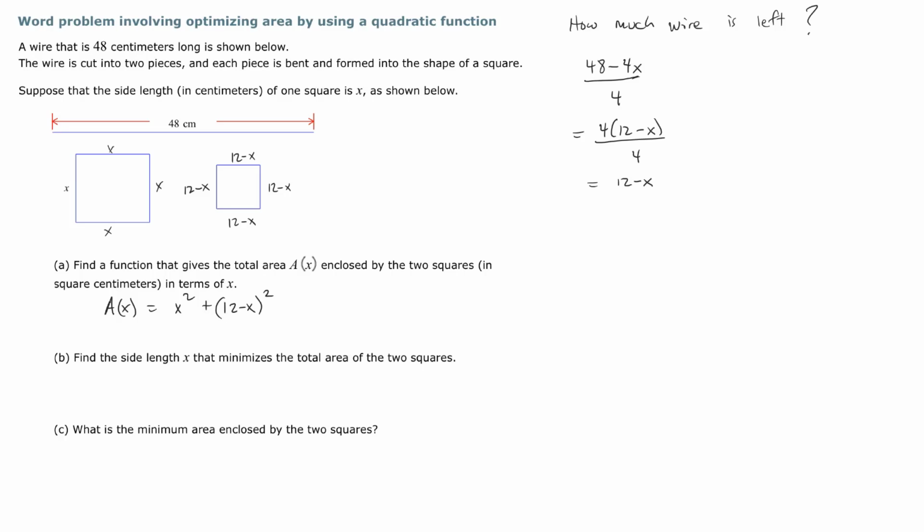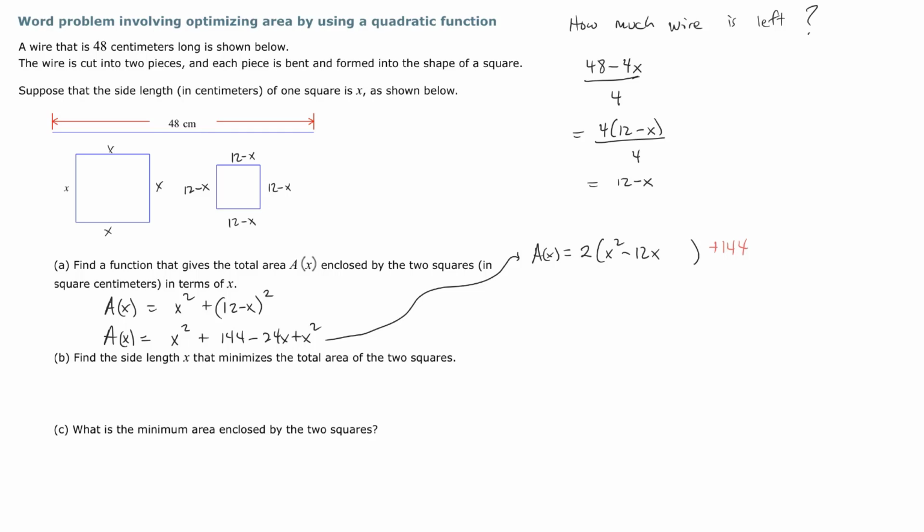Why don't we go ahead and simplify this? A of x is now equal to x squared plus 144 minus 24x plus x squared. A of x is now equal to 2 times x squared minus 12x, and I'm going to put the plus 144 here.